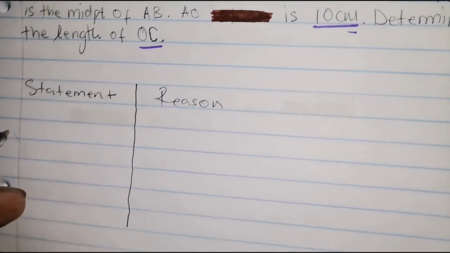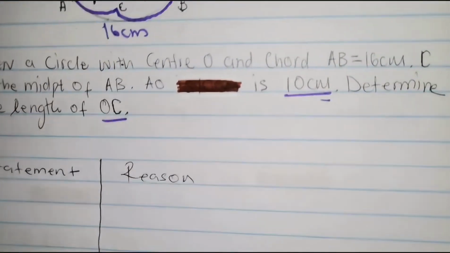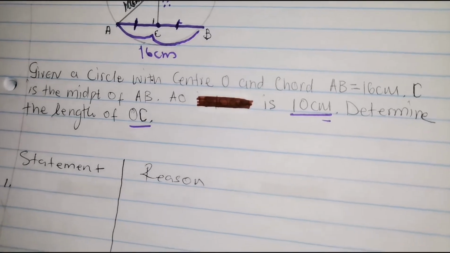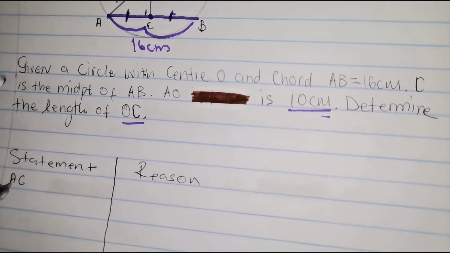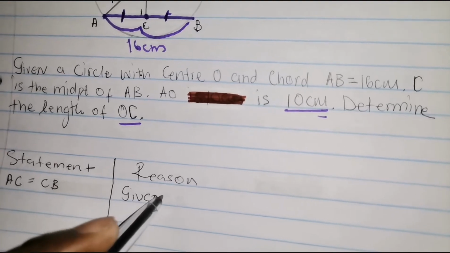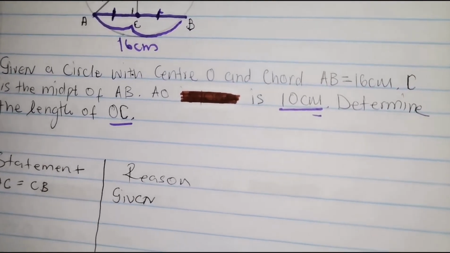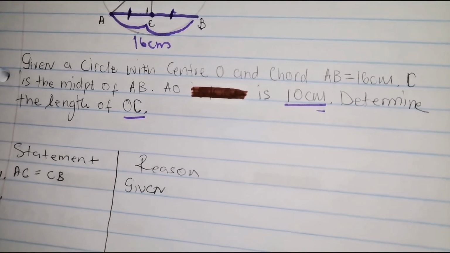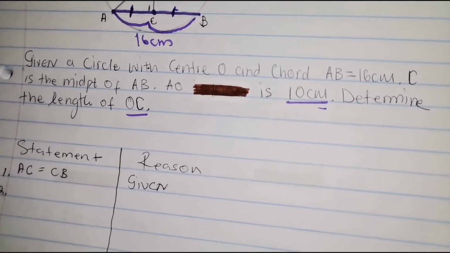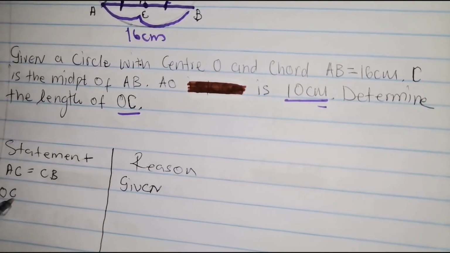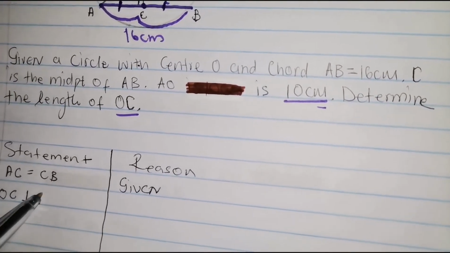So number one, guys, we are given that AC is equal to CB. Given. There's nothing we can do, it's just given. Number two, if we are given that AC is equal to CB and we have a line from the center to the chord that is bisected, therefore OC is going to be perpendicular to AB.